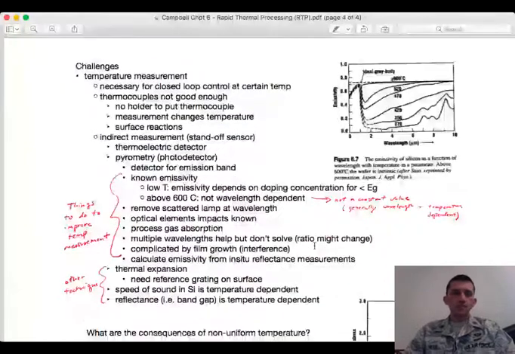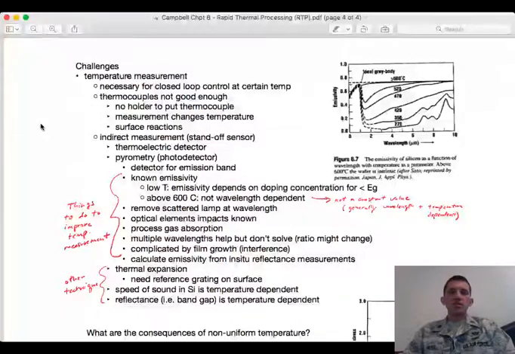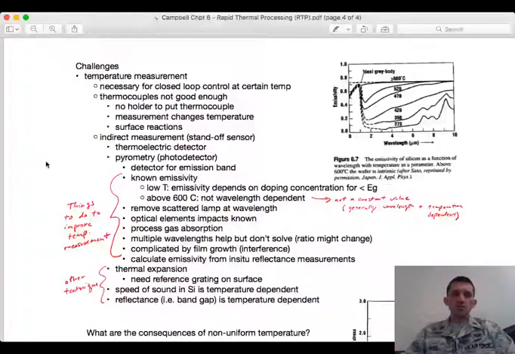Okay, so if I'm going to have multi-zone heating and feedback control, that does me no good if I don't actually know what the temperature is on the wafer and how uniform it is. So I need to have some means of measuring the surface temperature if I'm going to have closed loop control to maintain a certain temperature and a certain uniformity across the surface of my wafer. Normally we would measure temperature with a thermocouple. This is two different metals that produce a potential difference at different temperatures.